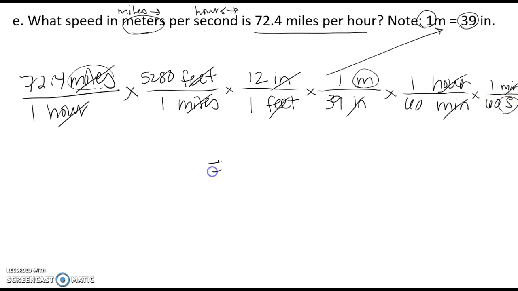So you go ahead and you take 72.4 times 5,280 times 12. Ones don't really matter. Divided by, on your calculator again, put parentheses around 39 times 60 times 60. When you go ahead and calculate that out, you should get 32.67 about meters per second.